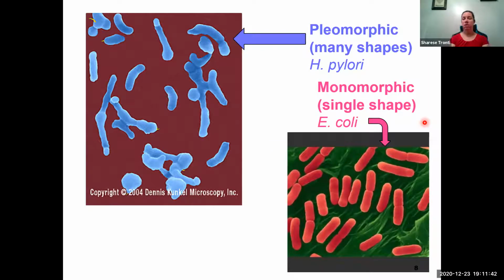Bacterial species can be either pleomorphic, or have many shapes, or monomorphic, which means they all look the same. So here H. pylori is pleomorphic. So we see they're not quite as uniformly shaped. Like this one looks kind of squished and round. Here's one that's more stretched out and long. Here's kind of a curved one. So they're not all exactly the same looking, whereas E. coli, they all look like exactly the same rods. Same size, same shape, everything.